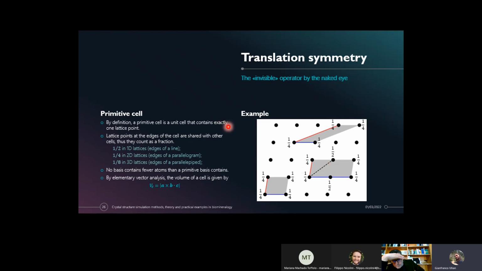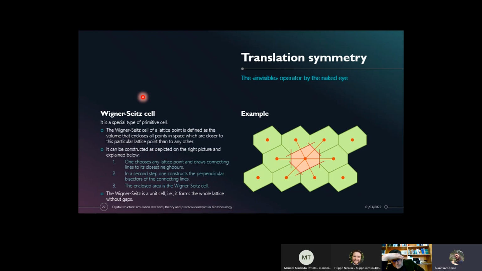A basis obviously contains fewer atoms than a primitive cell. We have just one node. And by elementary vector analysis, the volume of a cell is given by this relation. This is just to show you that there are several ways to define a unit cell. One of them is the Wigner-Seitz cell. That is a special type of primitive cell. It is the smallest one.